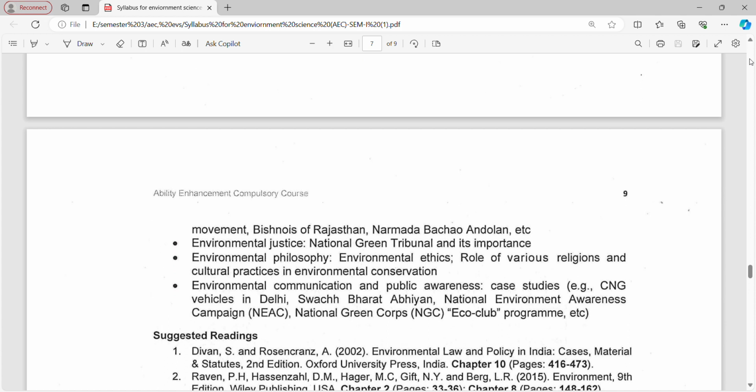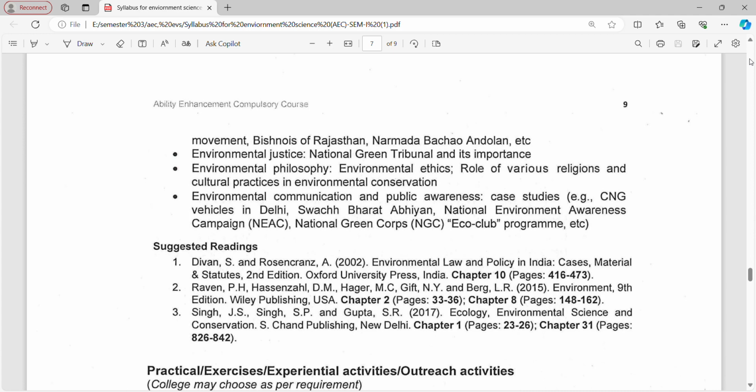So yeah. Next is environmental justice, National Green Tribunal and its importance, environmental philosophy, environmental ethics, role of various religions and cultural practices in environmental conservation, environmental communication and public awareness, case studies like CNG vehicles and public transportation, Swachh Bharat Abhiyan, National Environment Awareness Campaign, National Green Corps, Eco Club Program, etc. These are the suggested readings.